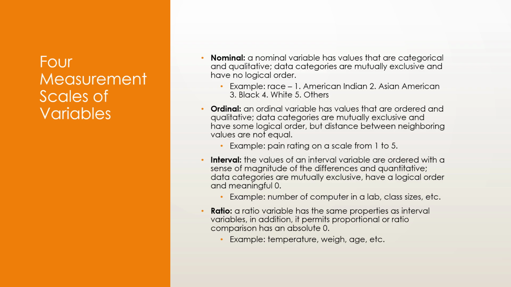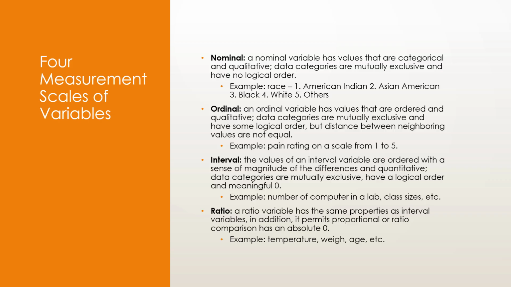Interval variables have values that are ordered, and the distance between neighboring numbers is equal. So we can say the difference between 15 and 20 apples is the same as between 3 and 8 apples. 14 women is 40% more than 10 women.